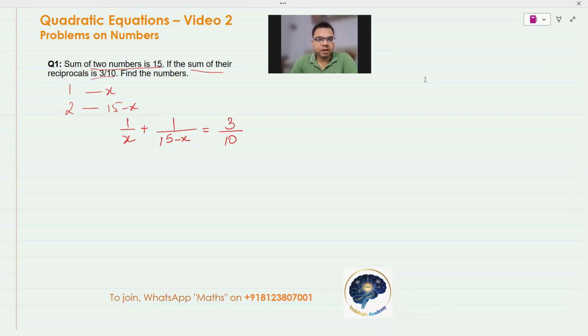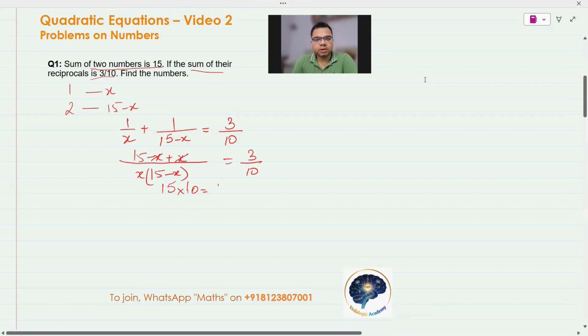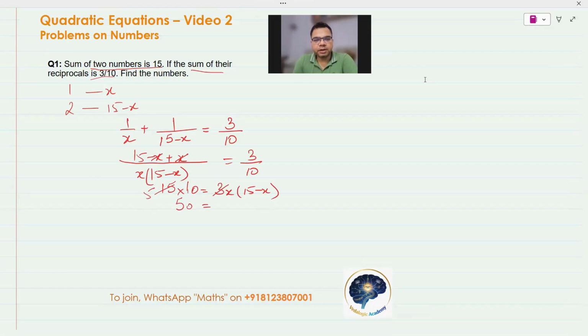Now let's try to solve it. I'll take the denominator common and it becomes 15 minus x plus x over the product, equals 3 by 10. Minus x plus x gets cancelled. And I'll cross multiply, so it becomes 15 into 10 equals 3x into 15 minus x. Now I can simplify it here, so it becomes 50 equals 15x minus x square. I'll take the whole thing to the left hand side. It becomes x square minus 15x plus 50 equals 0.